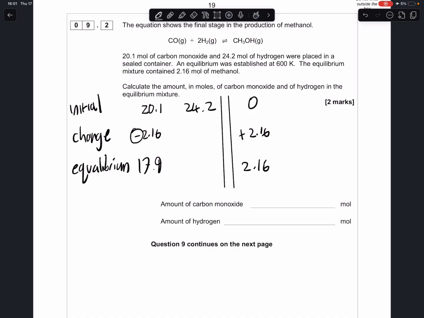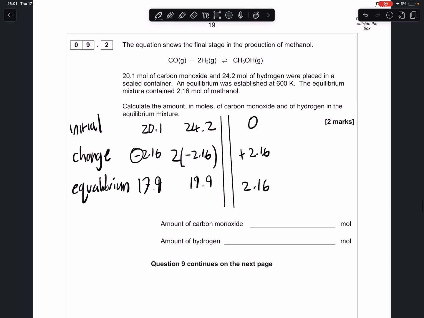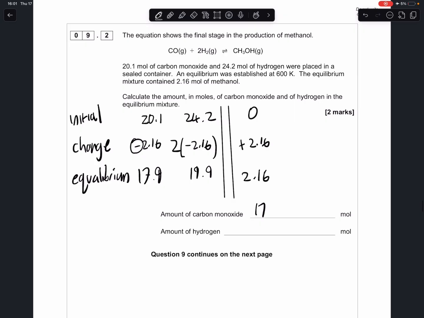And here we see a 1-to-2 ratio. So if this has gone down by 2.16, this is going to go down by double that, because we've got a 1-to-2 ratio. So this is going to be minus 2.16, but times by 2. If you put that into your calculator, 24.2 minus 2 times 2.16, your answer will be 19.9, and that is your amount of hydrogen. So 17.9 moles and 19.9 moles.